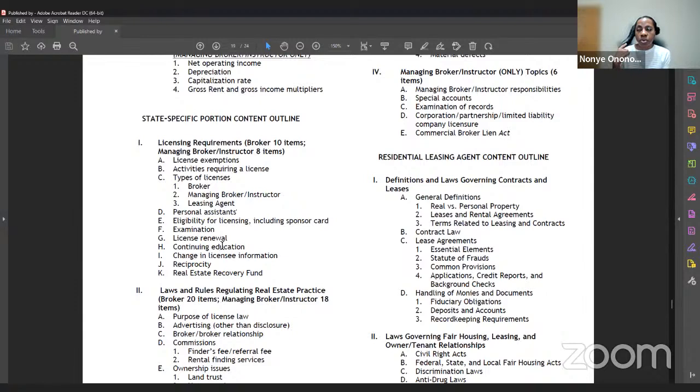License renewal. Make sure you remember the dates. We renew every 2 years. Even years are for the broker license. Odd years are for the managing broker license. And everyone renews April 30th. Okay, April 30th, even year or odd year.